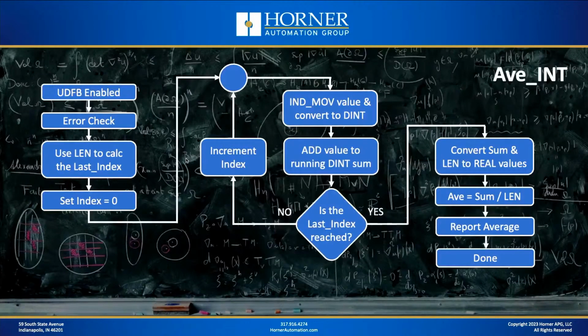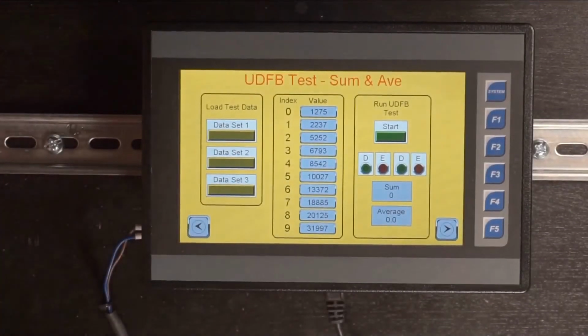Now, looking at the logic, it's nearly identical to what we just reviewed with sum, except we've got the step at the end where we divide the sum by the number of elements in the array to calculate our average. And of course, the result is real and not double integer. So that is sum and average. Let's go ahead and head to the bench and take a look at that in action.